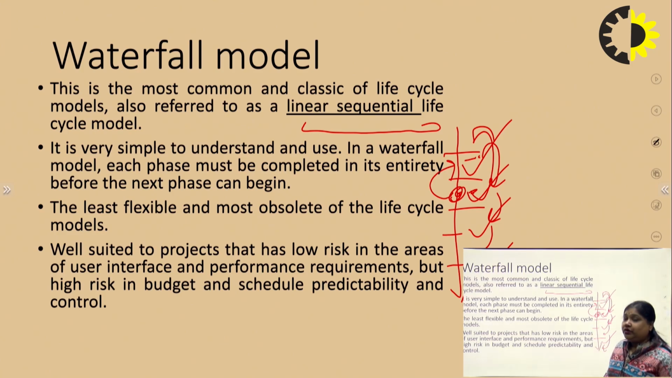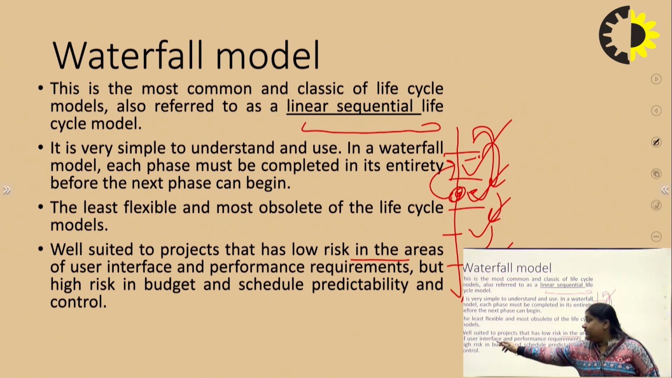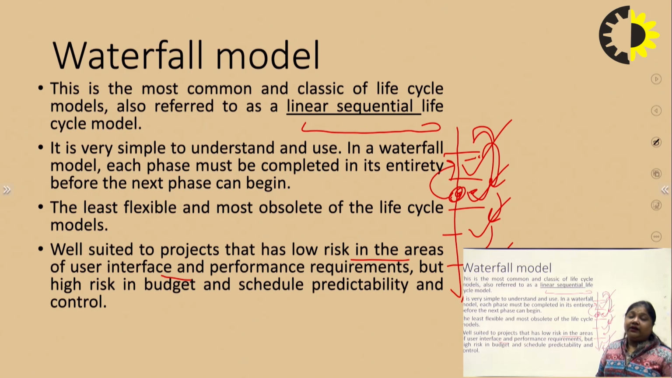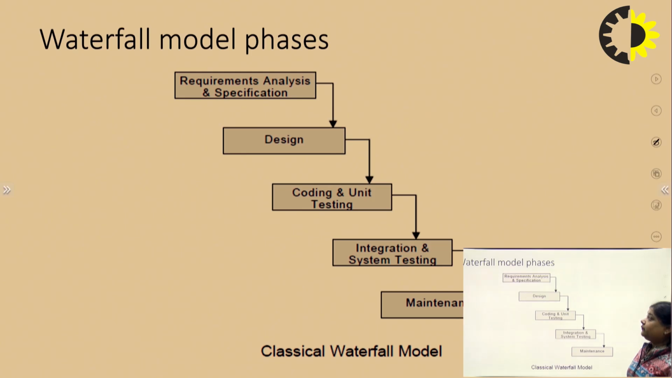It is well suited to projects that have low risk in the areas of user interface, where the user requirements are frozen and do not need to be changed over time. But it carries high risk in budget and schedule predictability and control. These are the phases under the waterfall model.